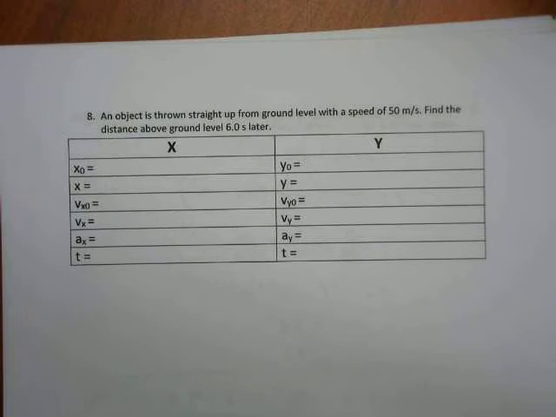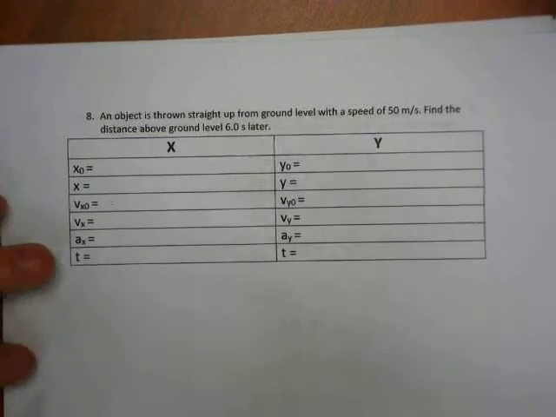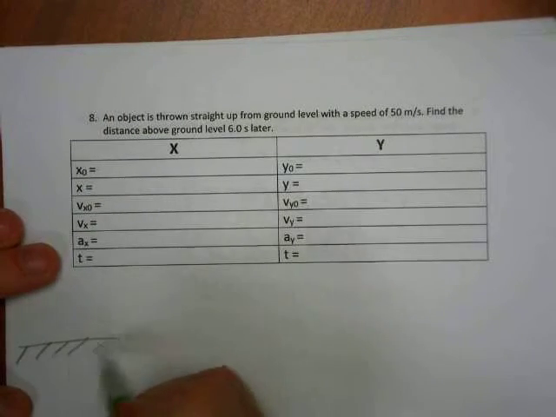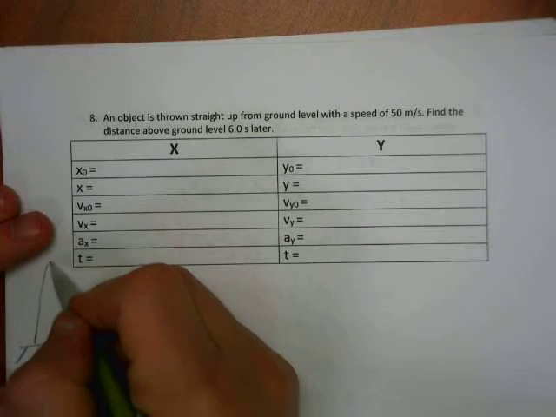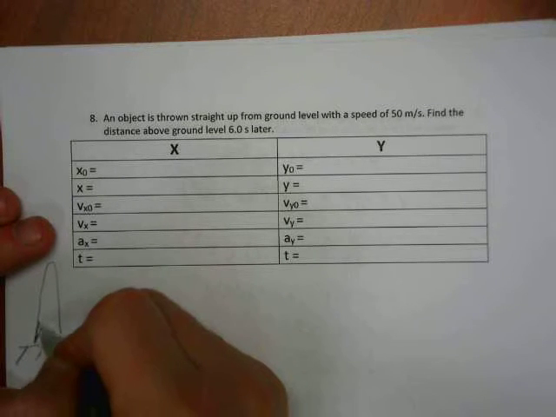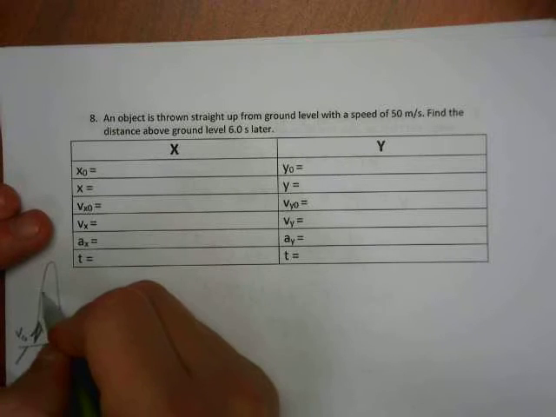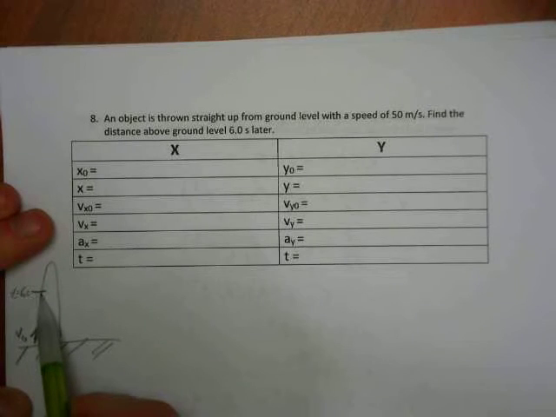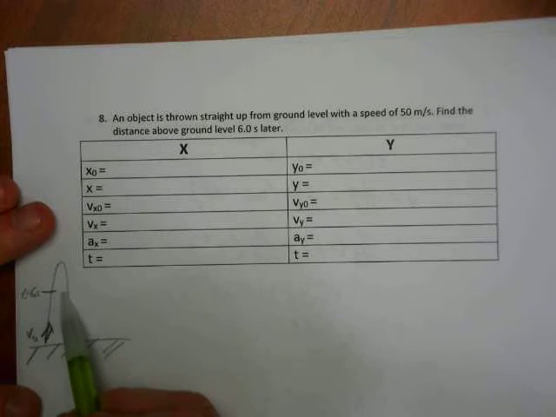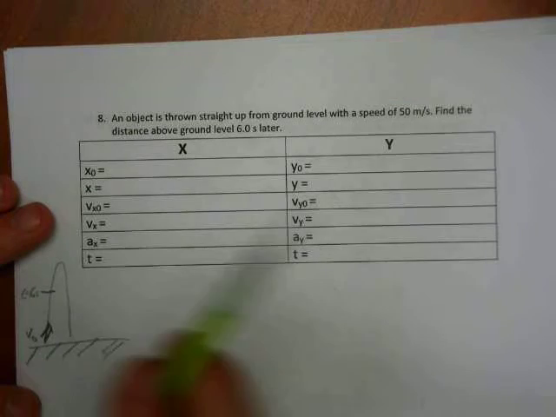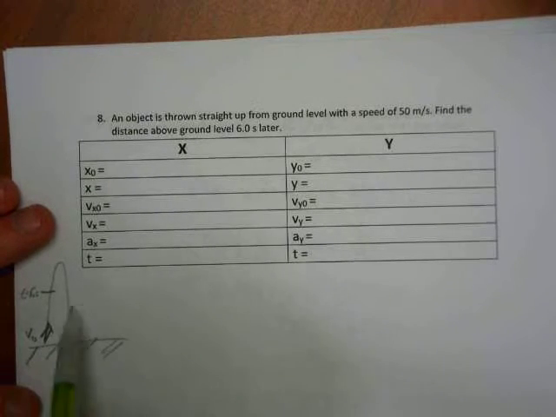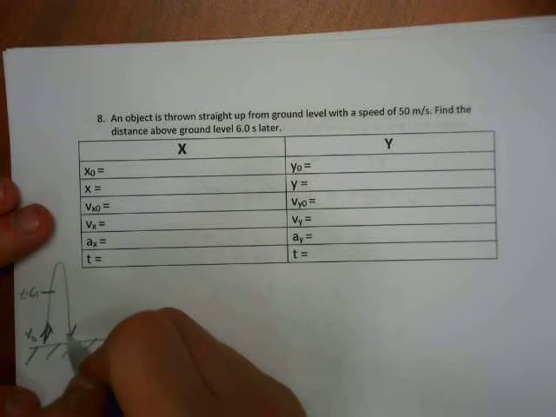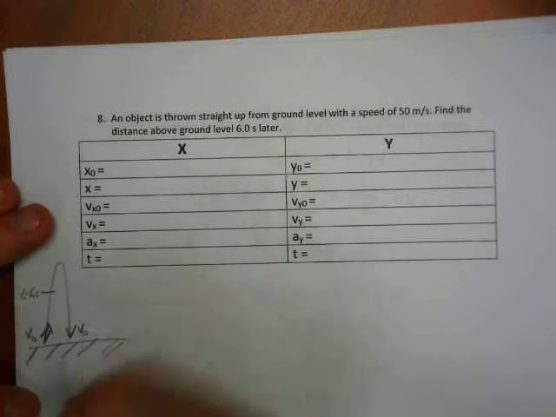An object is thrown straight up from ground level with a speed of 50 meters per second. Find the distance above the ground 6 seconds later. I'm going to draw a little diagram. At some point, t equals 6 seconds, you're right here. Now, we don't even know which side of the trajectory it's going to be on. And again, the object is not moving laterally. I just kind of spread this out so you can see what's happening. It's going to come down.